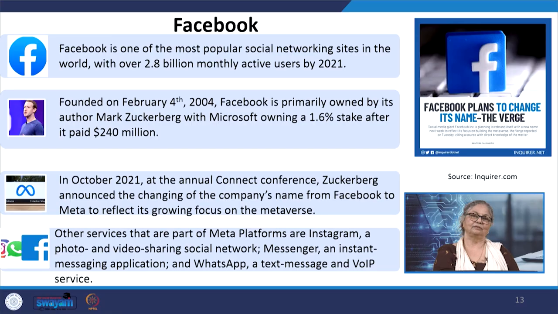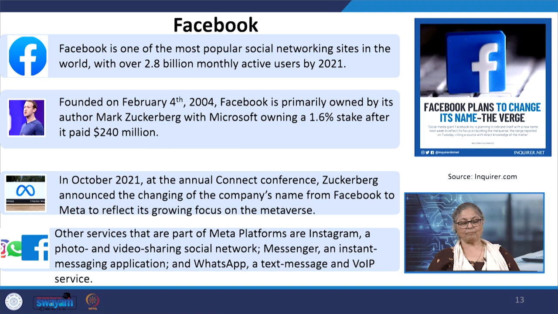Facebook is basically an American online social networking service having its headquarters in California. Access to it is free of charge, and the company earns most of its money from the advertisements on its website. By 2021, Facebook had over 2.8 billion monthly active users. Founded on 4th February 2004, it is primarily owned by its author Mark Zuckerberg, with Microsoft owning a 1.6% stake after it paid $240 million. At the annual Connect conference in 2021, Zuckerberg announced the changing of the company's name from Facebook to Meta to reflect its growing focus on the metaverse.